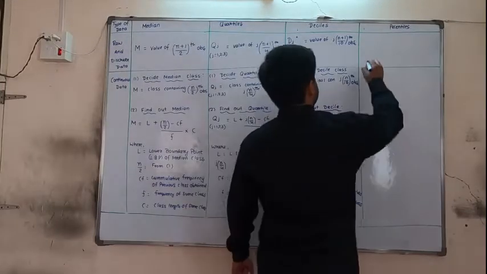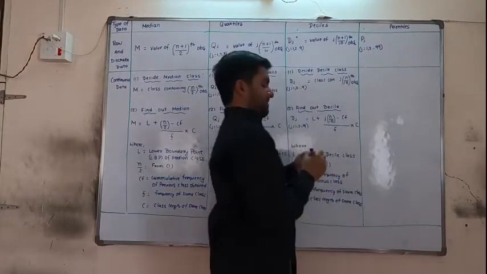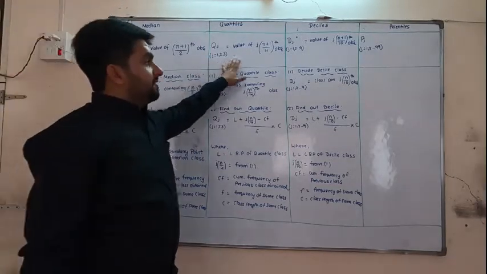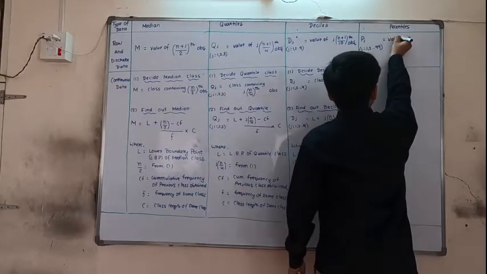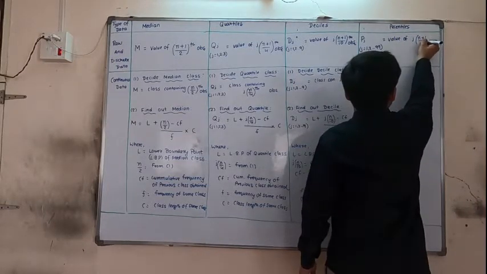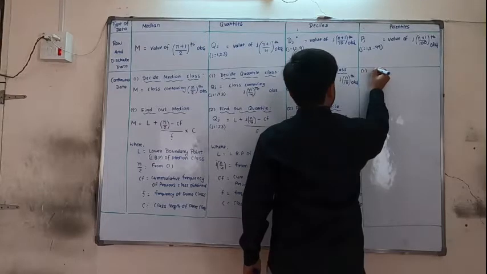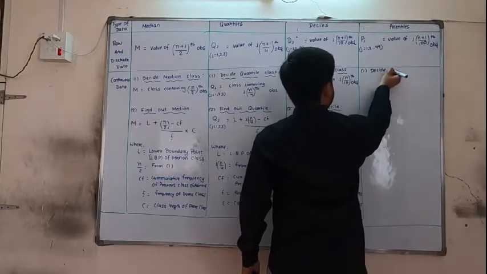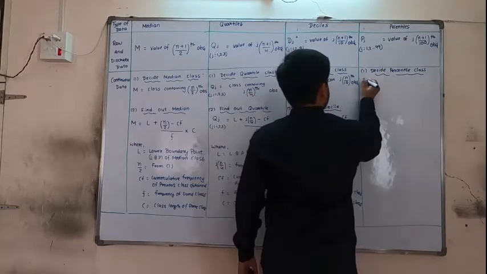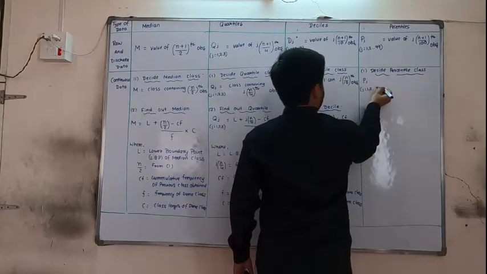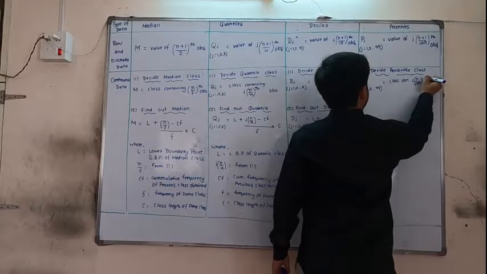And now last, percentiles. PJ, where J equals 1, 2, ... 99. Quartiles are 3. Deciles are 9. Percentiles are 99. So we will divide into 100 parts. So the value of the J, n plus 1 upon 100th observation. Now the same thing for continuous data: the percentile class. Again PJ, J equals 1 to 99, is the class containing the J n by 100th observation.